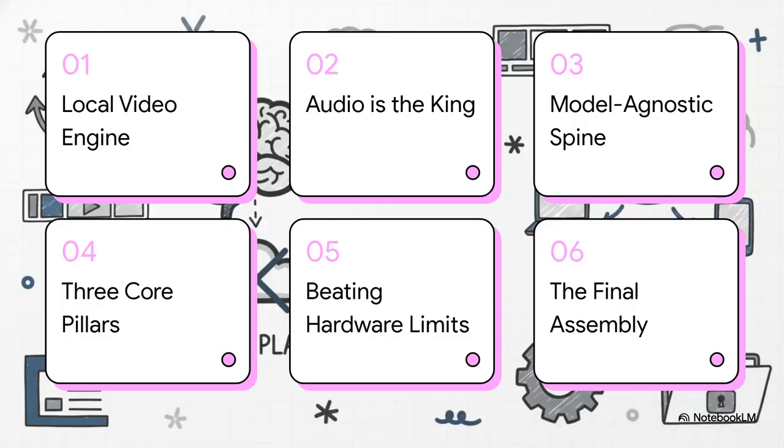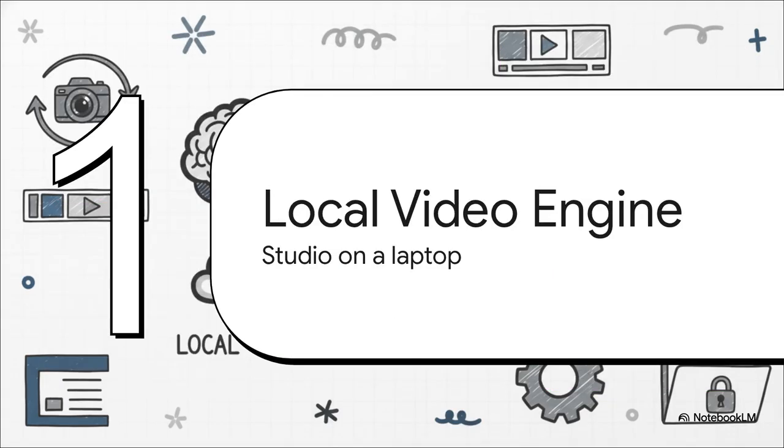We're going to cover the local video engine, why audio is king, the model-agnostic spine, the 3 core pillars, beating the hardware limits, and lastly, the final assembly. First, Section 1, the local video engine.